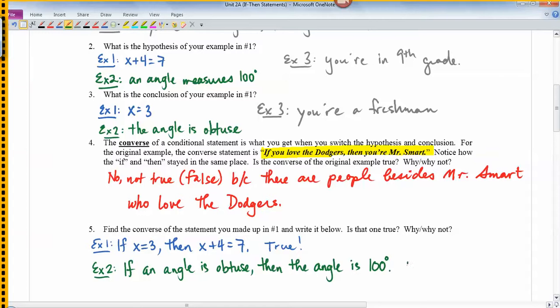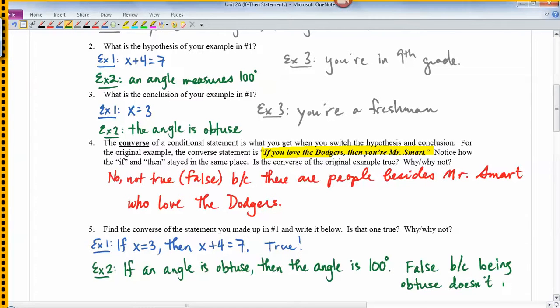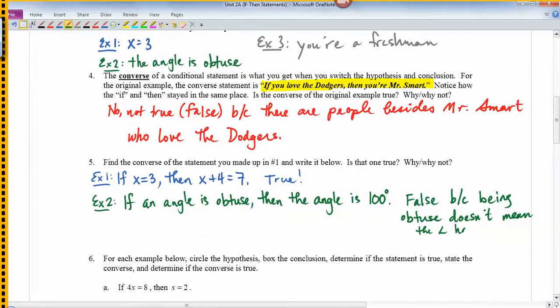So this one's false because being obtuse doesn't mean the angle has to be 100 degrees, right? It could be like 92 degrees or 170 degrees.